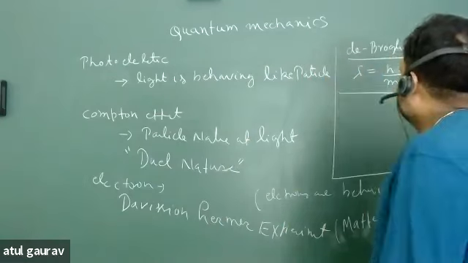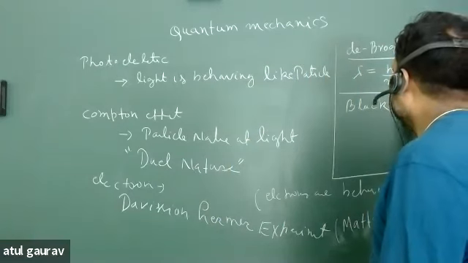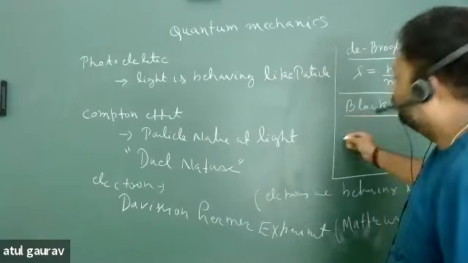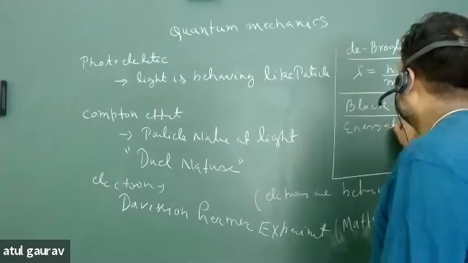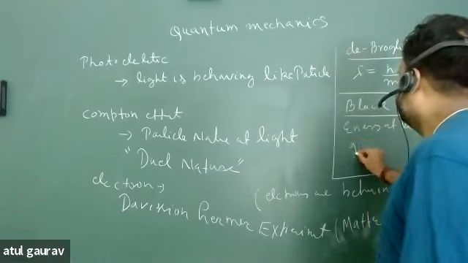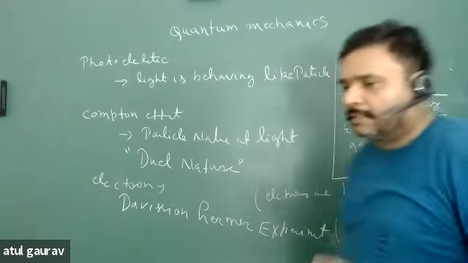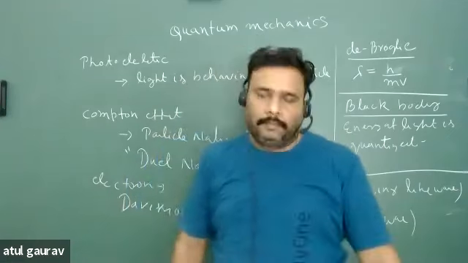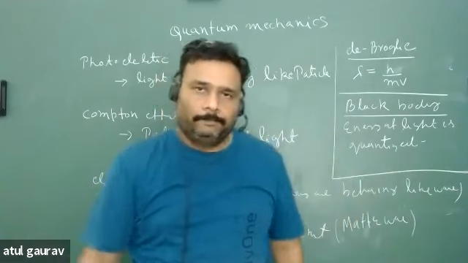And at the same time, we have black body radiation. In the black body radiation, it is said that the energy of light is quantized. It means the light's energy is not continuous, rather it is discrete. So this discreteness will also come into the picture.